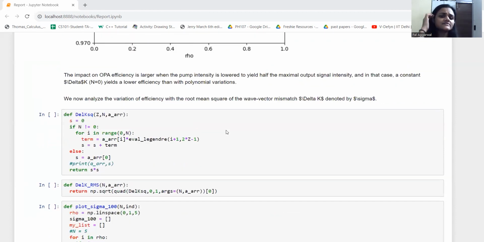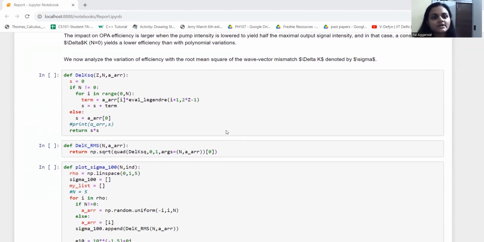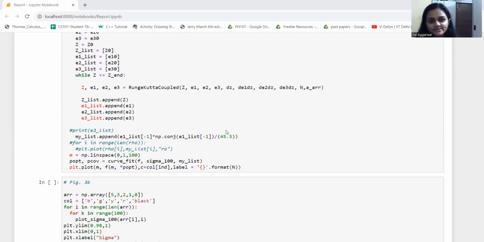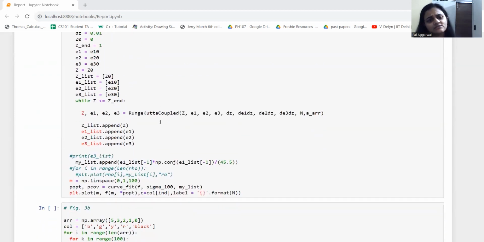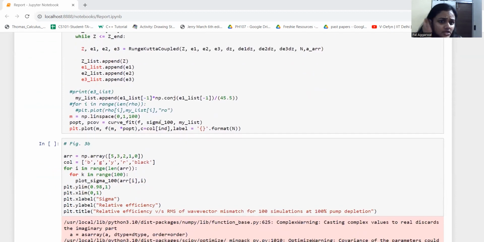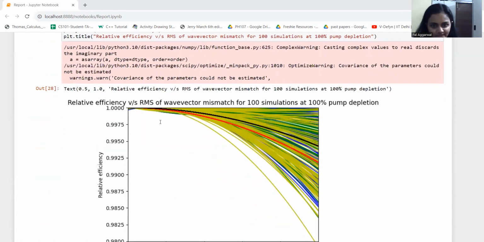Then we next analyze the variation of the relative efficiency as a function of sigma. Sigma here refers to delta k RMS. So basically, we have just created a function to calculate delta k square, then delta k RMS, and here is the function which takes the boundary conditions as input and then solves the differential equations to give us the plot. This is the plot we get.